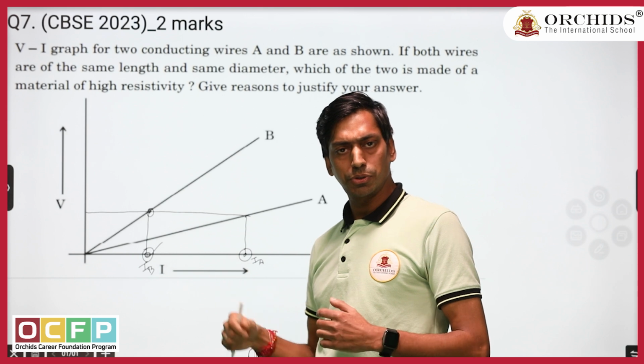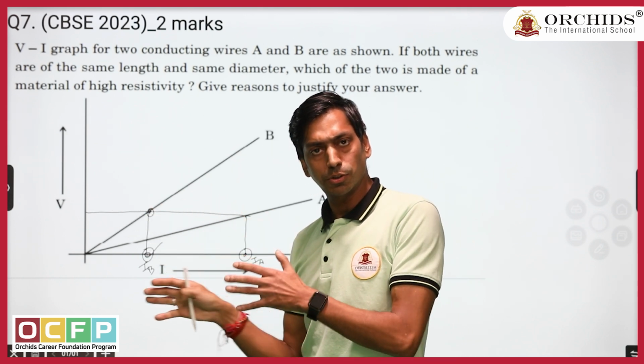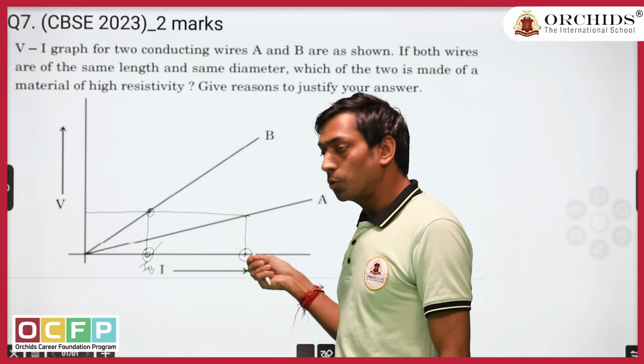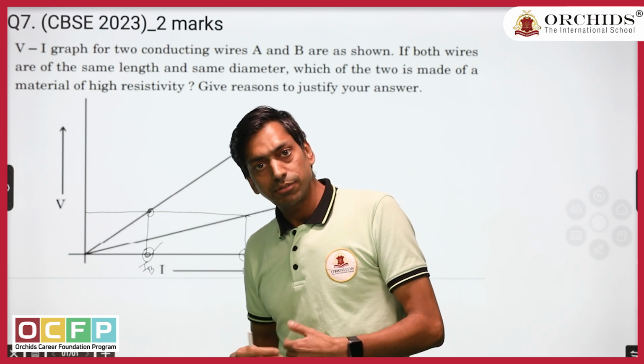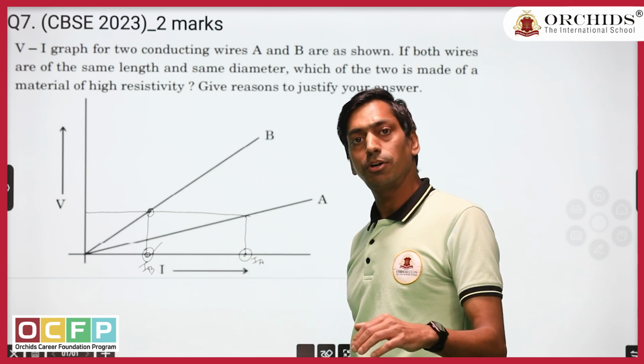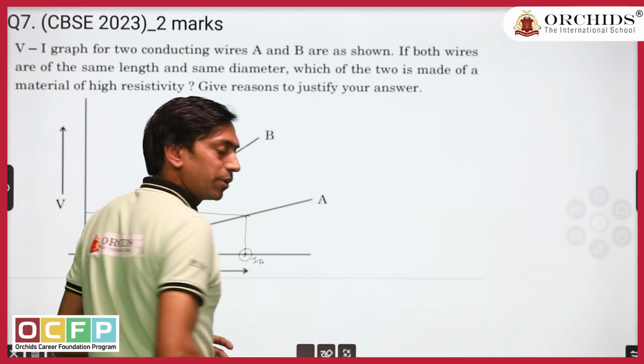For this question also, you can use this logic, that if you set a fixed voltage across both the resistors, the flow of current will be more in resistor A, that means resistance of A will be low. And if the resistance of A is low, that means resistivity of A will also be less. So according to that, we can tackle such graphical problems.